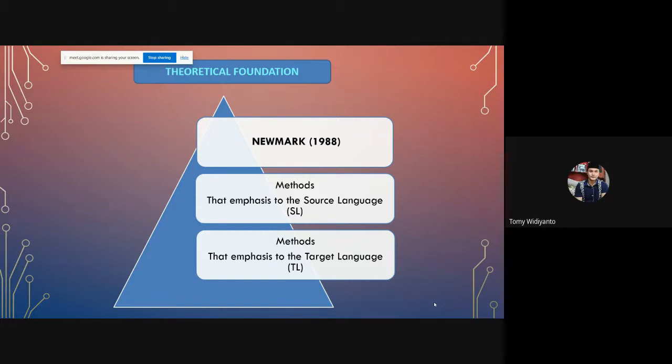This method belongs to the source language, including word for word translations, literal translations, faithful translation, and semantic translations. Meanwhile, the methods that apply to the target language belong to adaptation, free translation, idiomatic translation, and communicative translations.